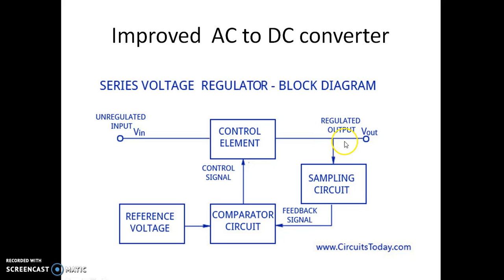So any variations that happen at the output voltage will be fed back to this control element through this sampling circuit and comparator circuit with a reference voltage, and this will give an appropriate control signal so that this control element will make the output voltage constant. This is how an improved version of an AC to DC converter will look.